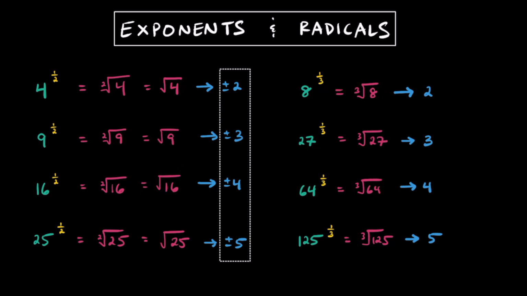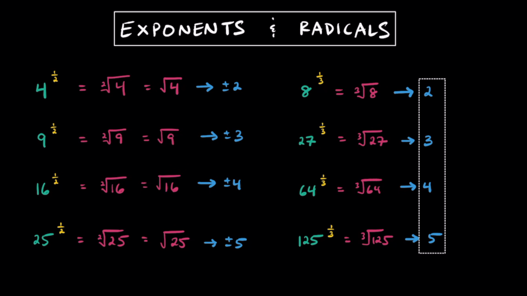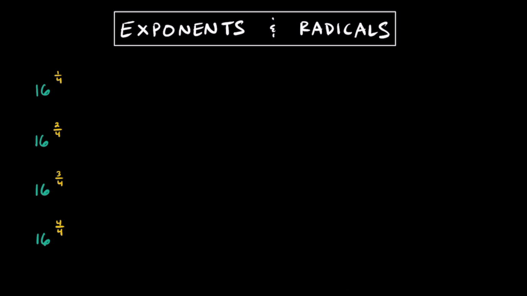We can then generalize that when you raise something to a fractional exponent and the denominator is even, you could have a plus or minus answer. And when you raise something to a fractional exponent that has an odd denominator, you will only have one answer. Now let's try to understand powers that have fractional exponents, but the numerator changes.